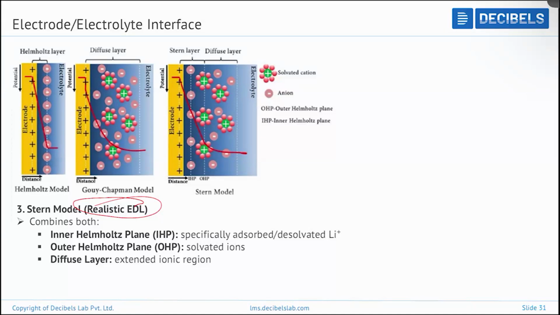So initially, there is a formation of the positive and negative ions. That is the first, like a capacitor, where the desolvated ions accumulate. This is called the inner Helmholtz plane. Then we have another layer with the solvated ions, negative and positive. That is the outer Helmholtz plane. Then we have the diffuse layer, that is the extended ionic region. So this has covered all the three. This model is actually close to our lithium-ion battery technology.